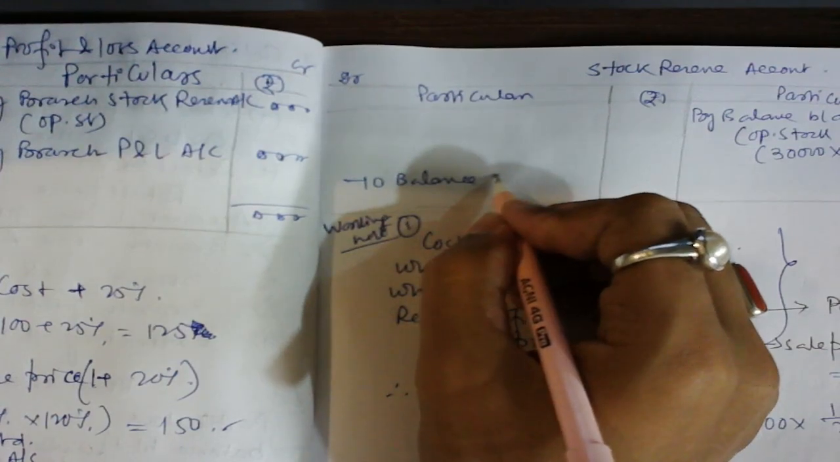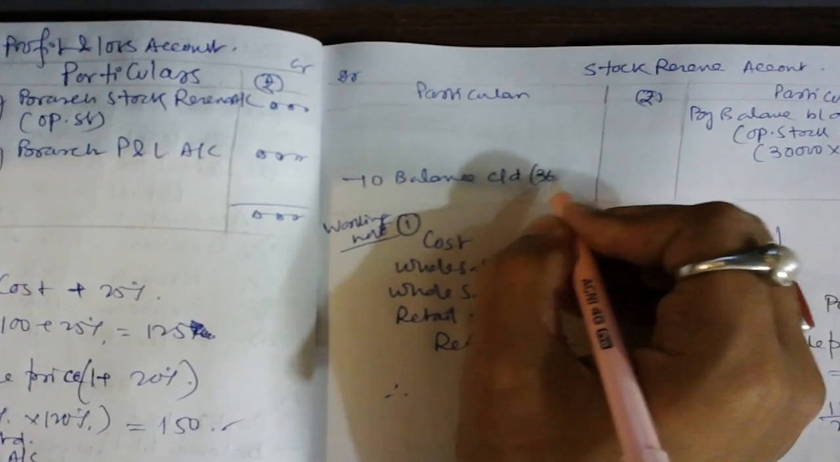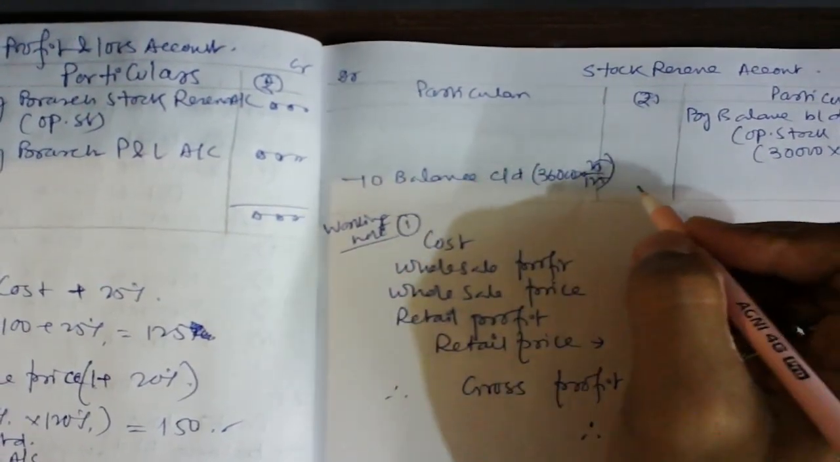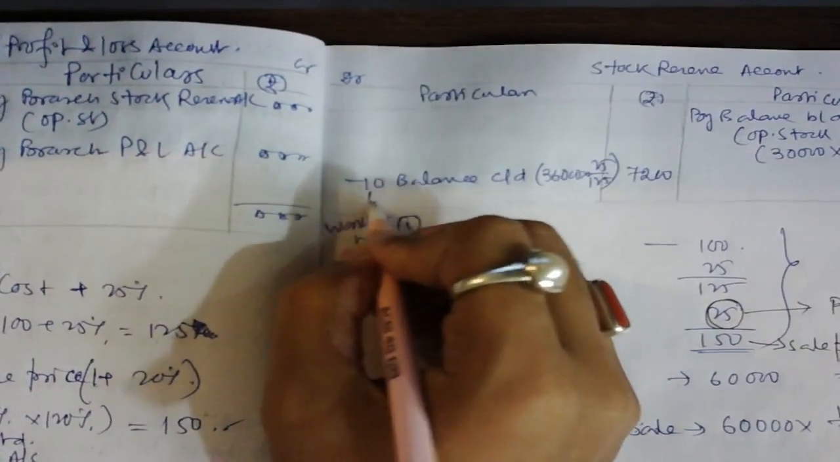And in the similar way, you can write down here to balance c/d. It is nothing but 36,000 into, in the same similar way, 36,000 into 25 by 125. It means nothing but 7,200. Perfect. So it's a closing stock reserve.